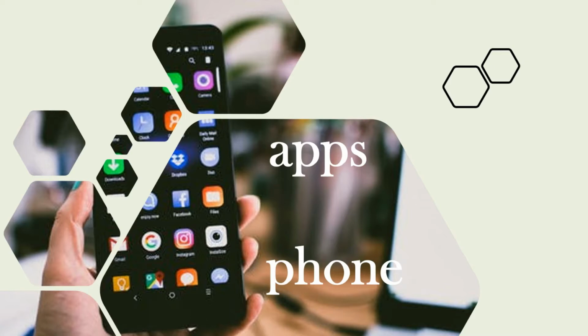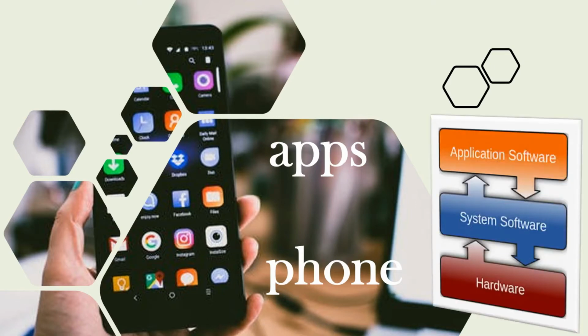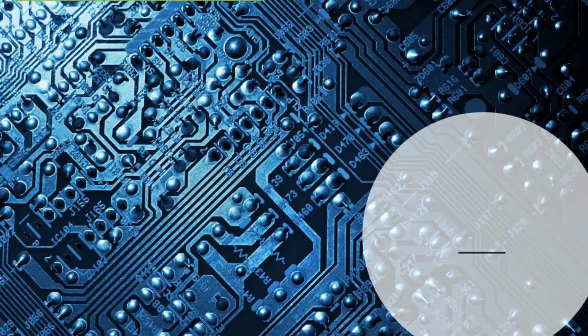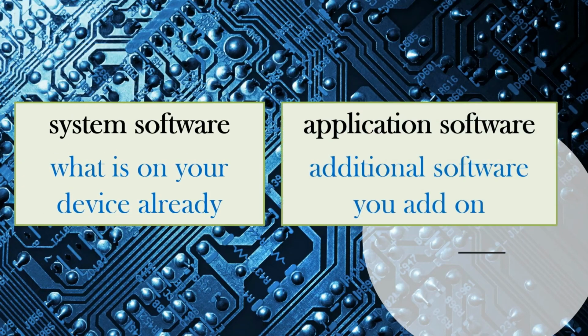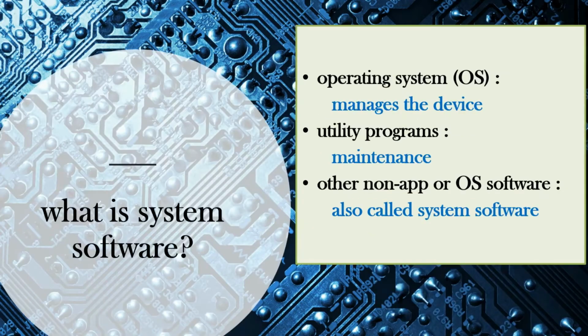So you probably have a phone and you understand what apps are. The phone is hardware and apps is short for application software. There's a layer in between the hardware and the apps called system software. When you get your device, you've already got software on there. That's the system software. The apps that you add on are application software.